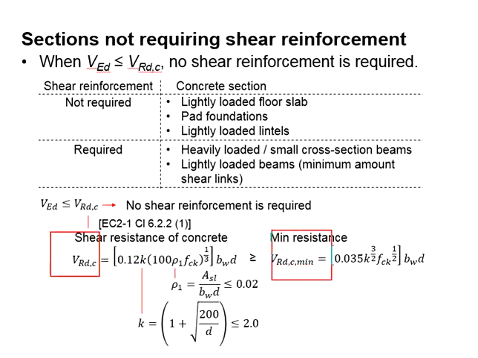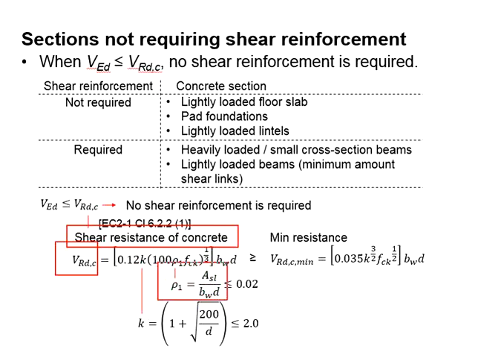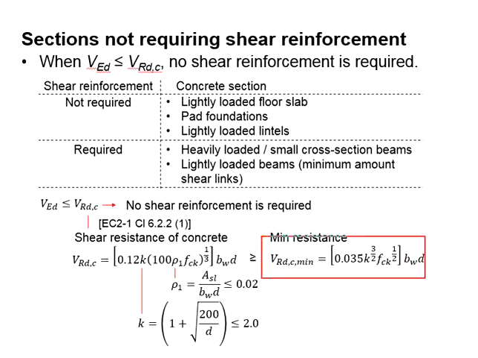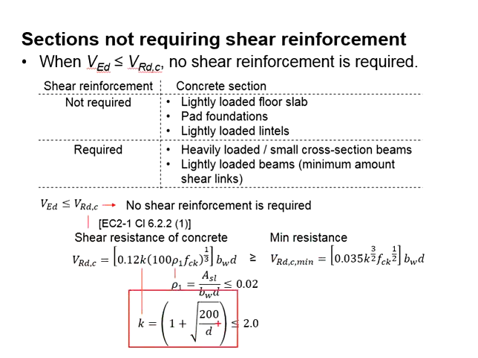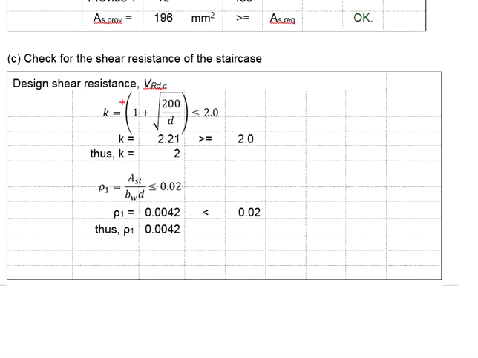VRd,c and VRd,c minimum. VRd,c represents the shear resistance of the concrete, taking into account the amount of reinforcement bar provided. VRd,c minimum is the minimum resistance of the concrete alone. To acquire the shear resistance for both of them, you will need to find the factor k and also the percentage of the reinforcement. Now we're going to calculate those factors.